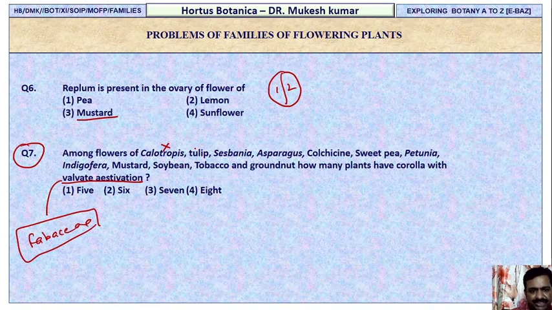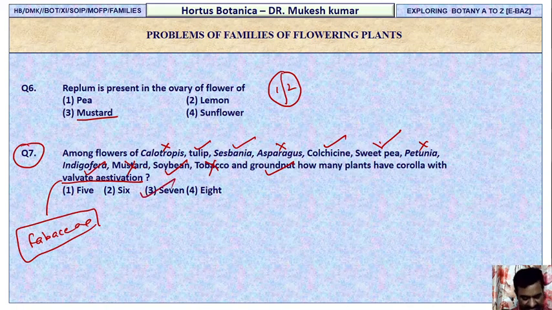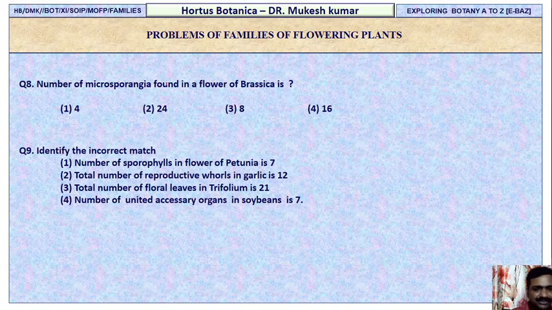Calotropis? No. Tulip? Yes. Sesbania? Yes. Asparagus? No. Colchicine? Yes. Sweet pea? Yes. Petunia? No. Indigo, yes. Mustard, no. Soybean, yes. Potato, no. Tobacco, no. This is Solanaceae. Groundnut, yes. The total count, how much? 1, 2, 3, 4, 5, 6, and 7. Right, this is the answer. Now see, very interesting question again.